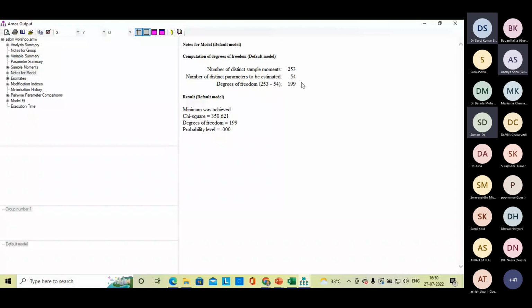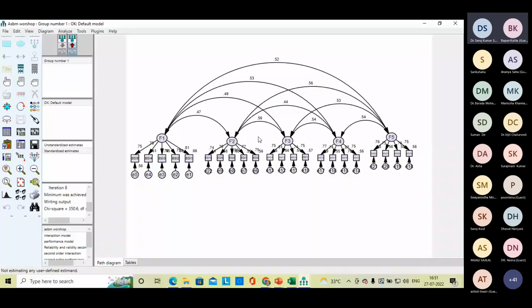Now look at here. Yesterday somebody was asking what is degree of freedom. Here is the degree of freedom. The number of distinct sample moments is 253. Number of distinct parameters to be estimated is 54. That means 54 parameters are there. So 253 minus 54, degree of freedom is 199. Degree of freedom is 199. How is it 54? Look at the screen. 22 observed variables.